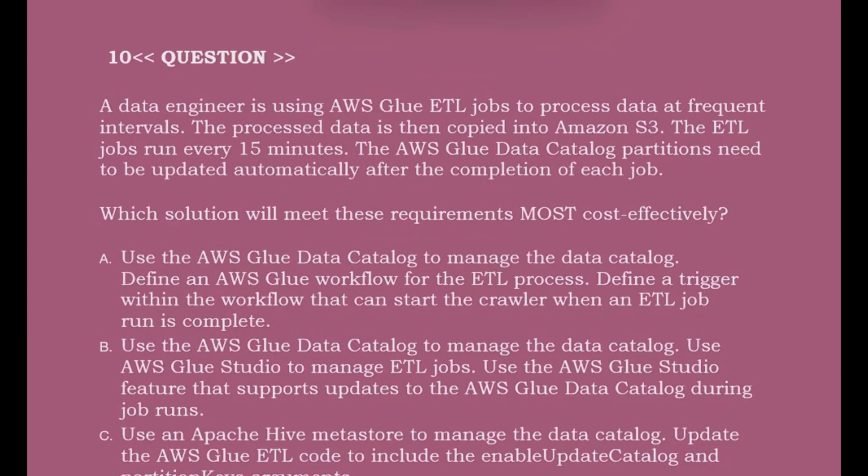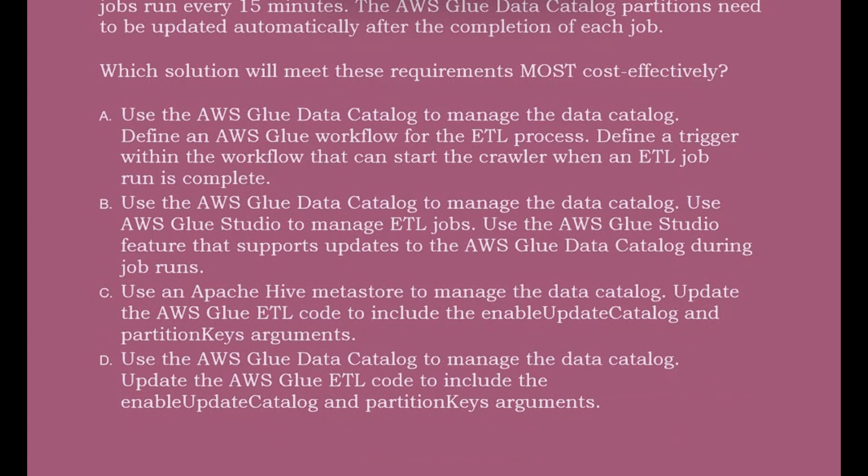Question is, a data engineer is using AWS Glue ETL jobs to process data at frequent intervals. The processed data is then copied into Amazon S3. The ETL jobs run every 15 minutes. The AWS Glue Data Catalog partitions need to be updated automatically after the completion of each job. Which solution will meet these requirements most cost effectively?